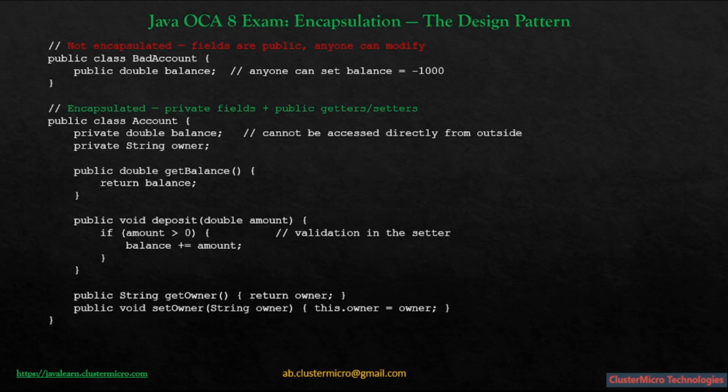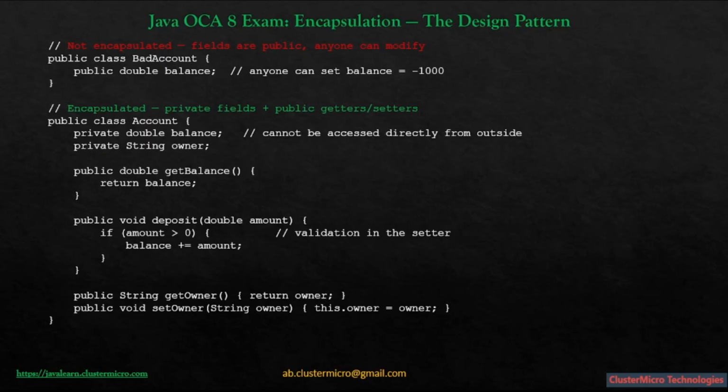A key advantage of this approach is that the setter method can validate the input before updating the field. This provides an important safeguard. If fields were declared public, any code could modify them freely, potentially assigning invalid or inconsistent values. By using setters, the class maintains control over how its data is modified, ensuring that certain rules or constraints are enforced. For the OCA exam, a properly encapsulated class typically has all fields declared as private, with public getter and setter methods providing controlled access to the fields.